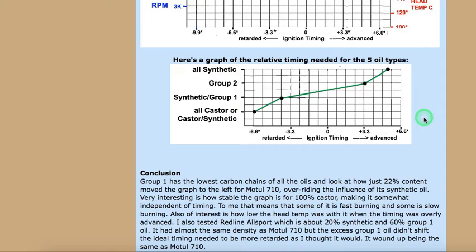Okay, but basically, when you reset the timing, you're able to keep them all very close at the same power. Okay, so the takeaway of this study is that different types of oils need different ignition timing for best power.